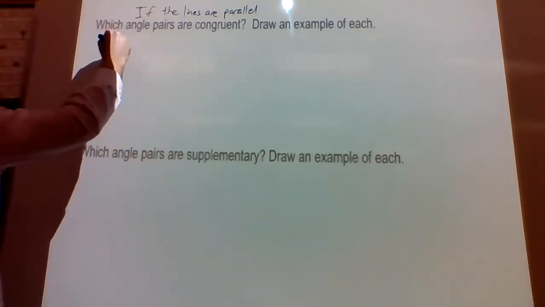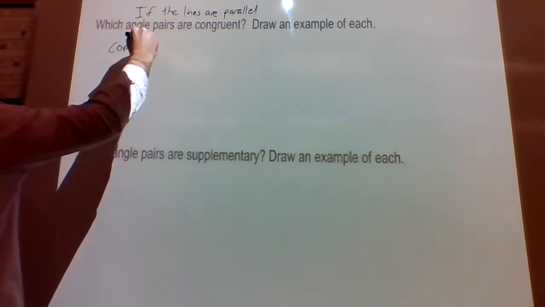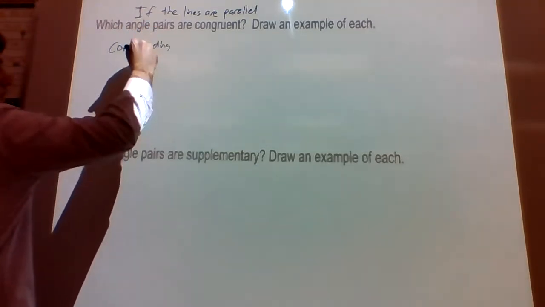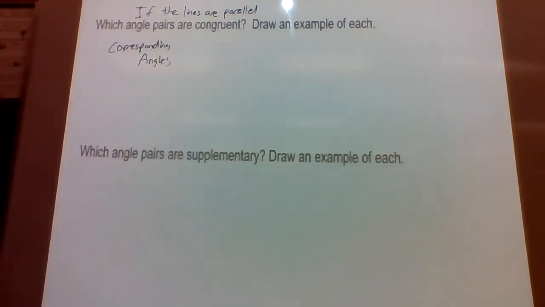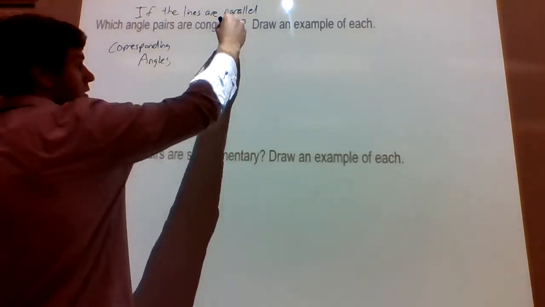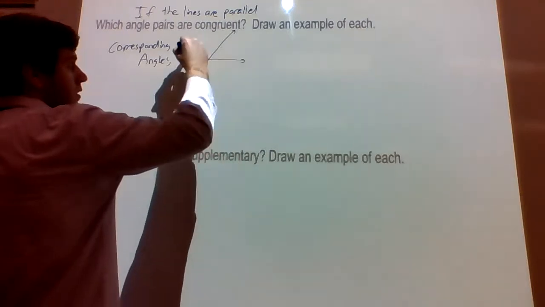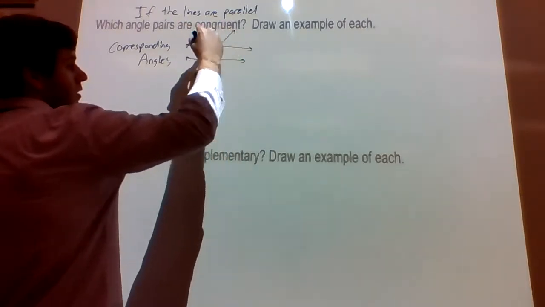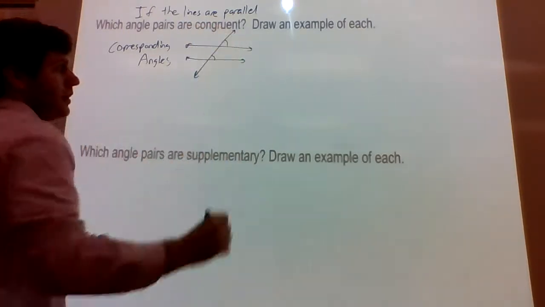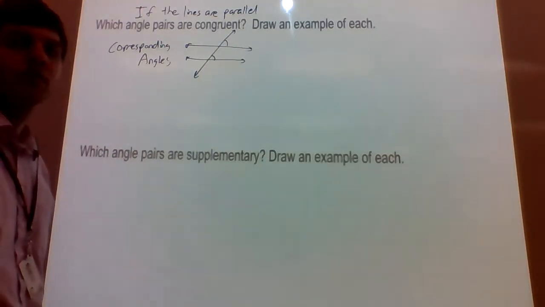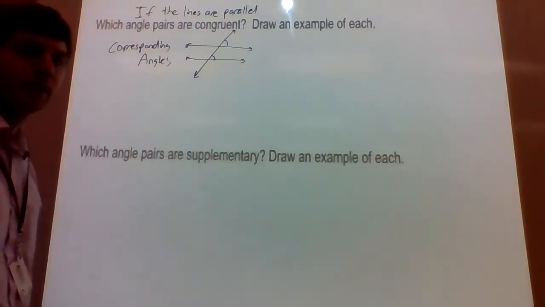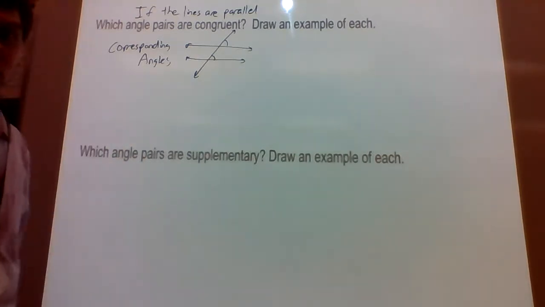So we know corresponding angles are congruent if the lines are parallel. So the corresponding angle theorem says, here's corresponding angles. If the lines are parallel, then the corresponding angles are congruent.